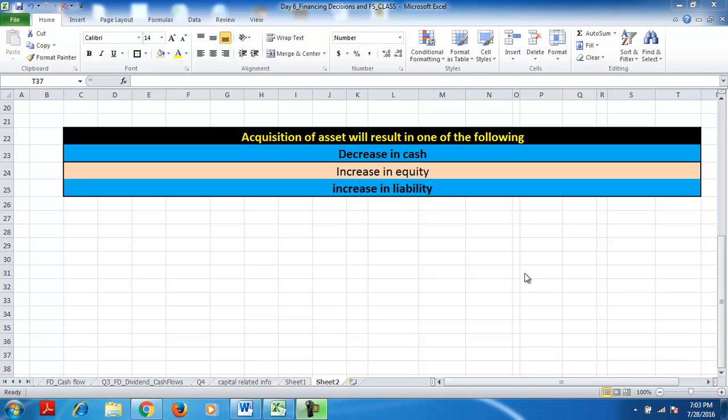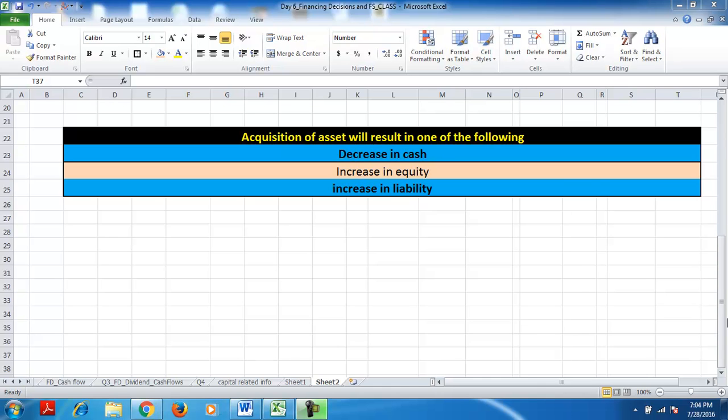Welcome to our discussions on the impact of business decisions on the financial statements. In this session, we will try to understand an investment decision, that is, acquisition of asset. Acquisition of asset will always result in one of the following effects: either it will lead to a decrease in cash, or an increase in equity, or an increase in liability. Because whenever there is an asset, there has to be a corresponding source or a reduction in another asset.